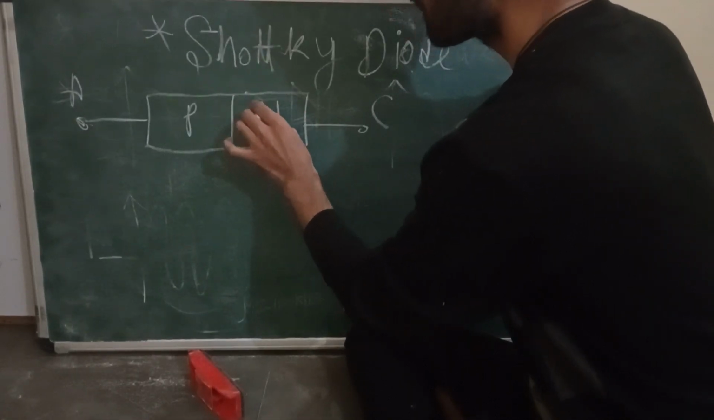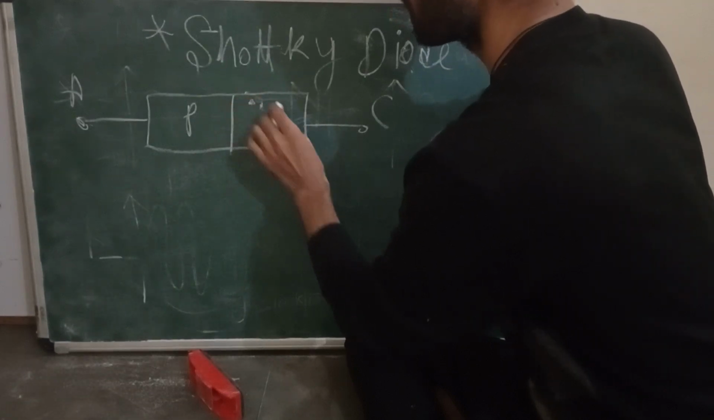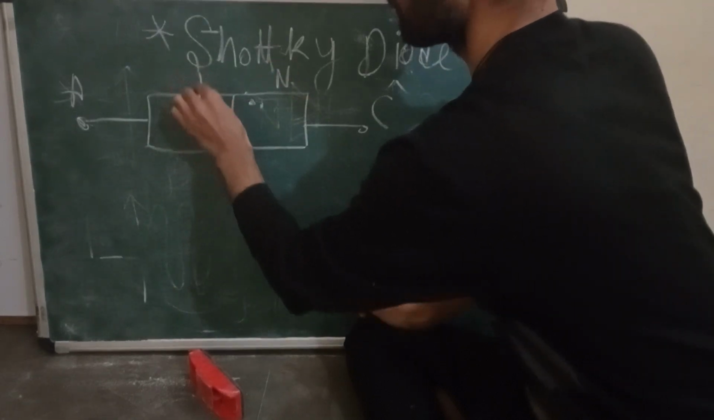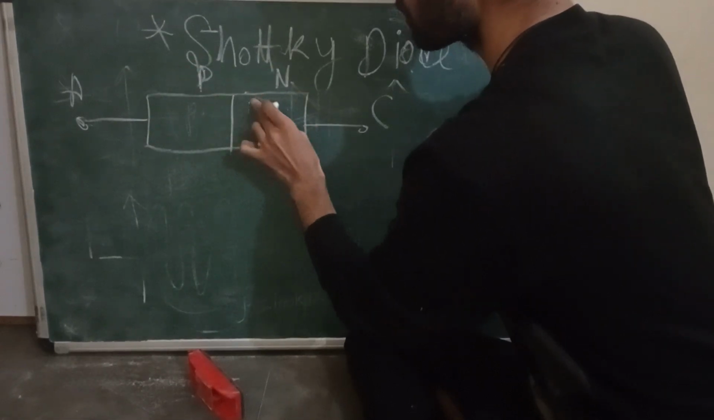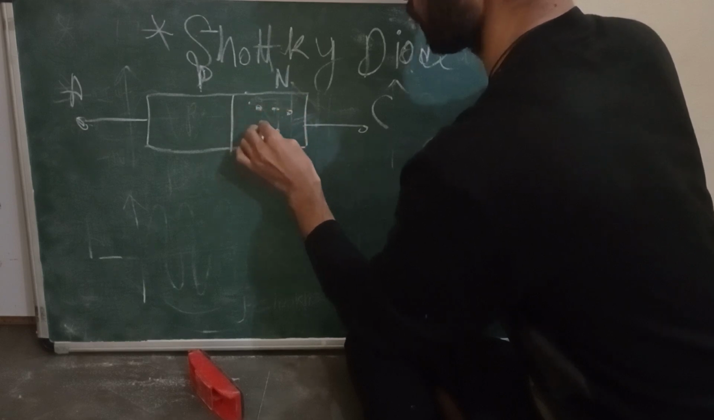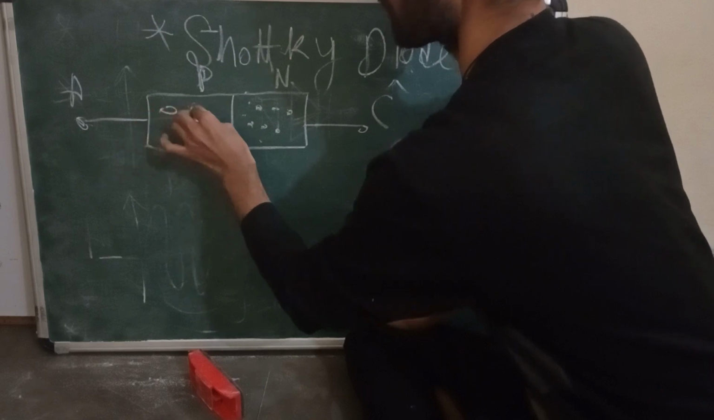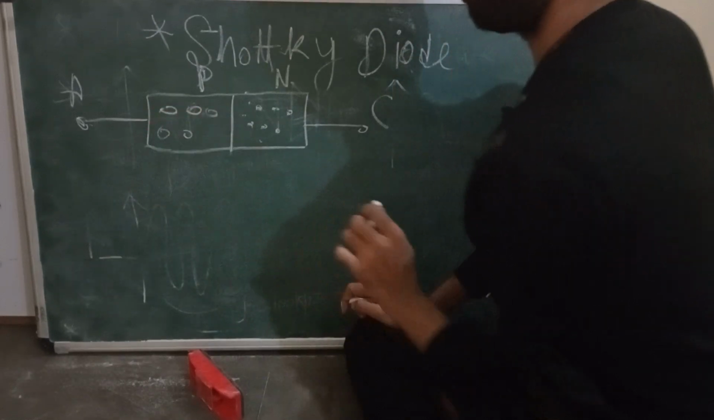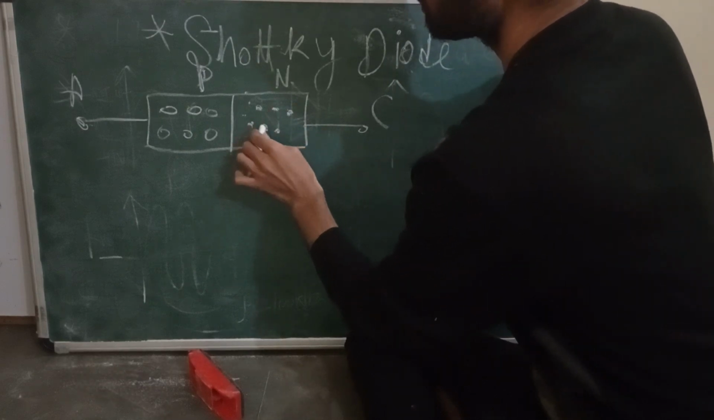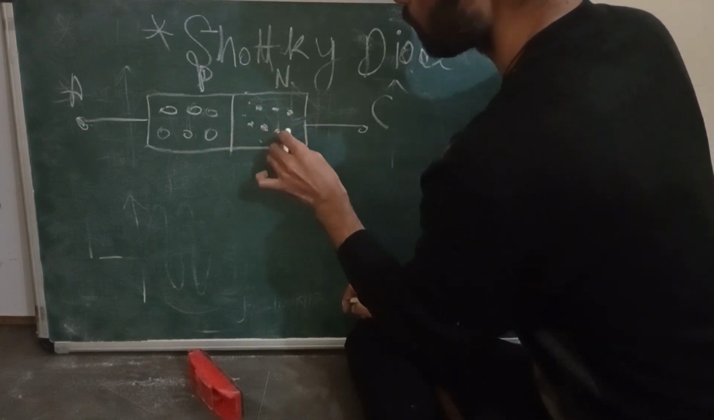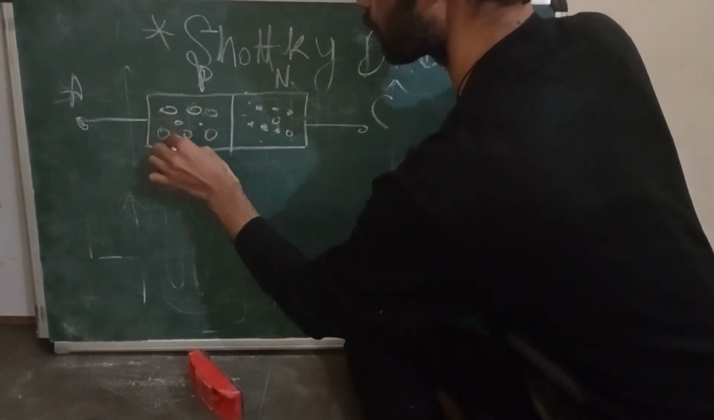In the case of an n-type semiconductor, let's say this is my N and this is my P. On the N side, the majority charge carriers are electrons. And on the P side, the majority charge carriers are holes. So this is high concentration. The minority charge carriers are holes in the N side and electrons in the P side.